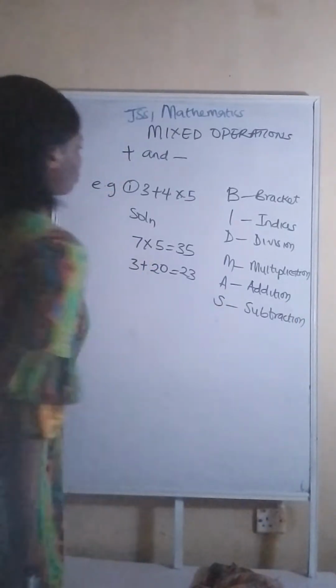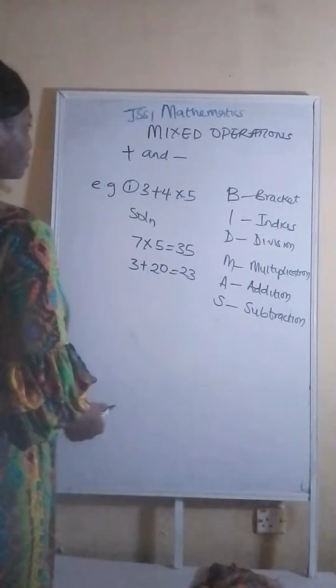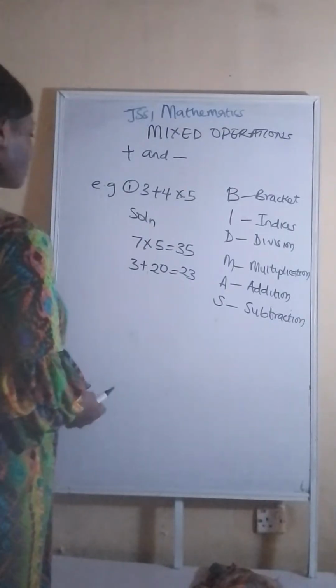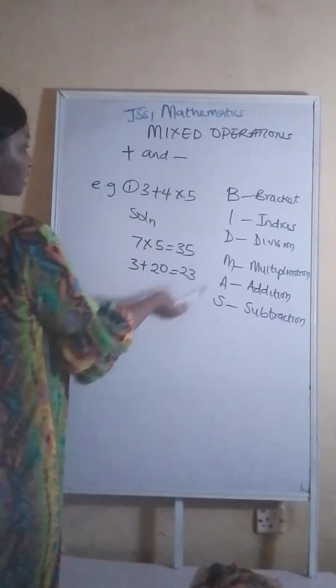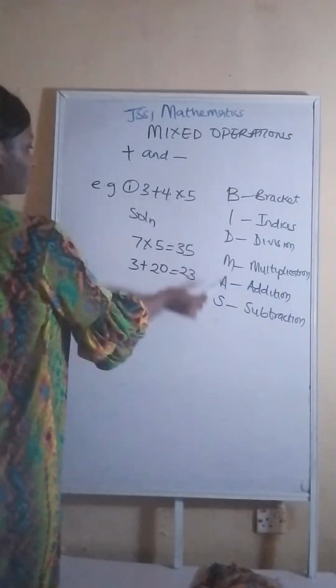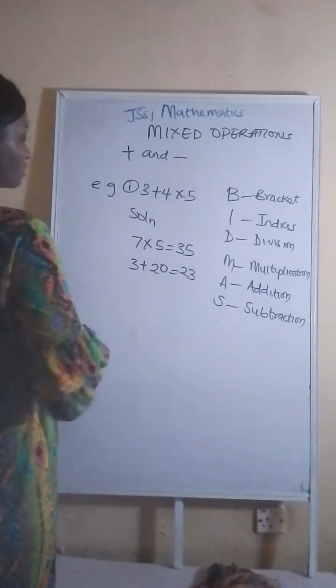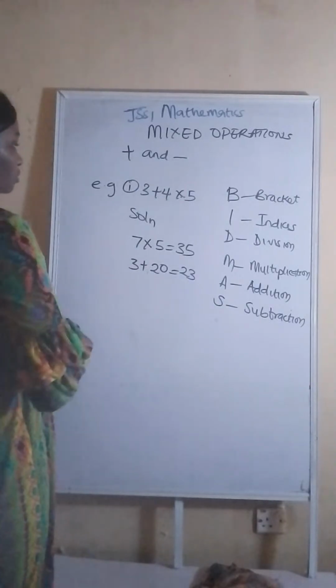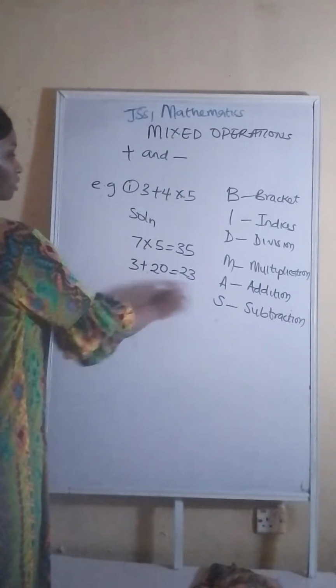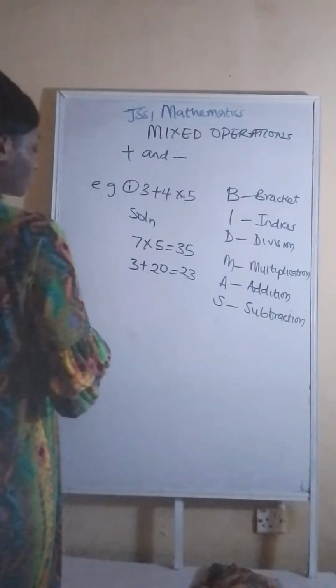So looking at this now, what comes first? 3 plus 4 times 5. What comes first? You see that the multiplication comes first before the addition. So which one is the best method? Discover that this is the best method if you apply BODMAS.